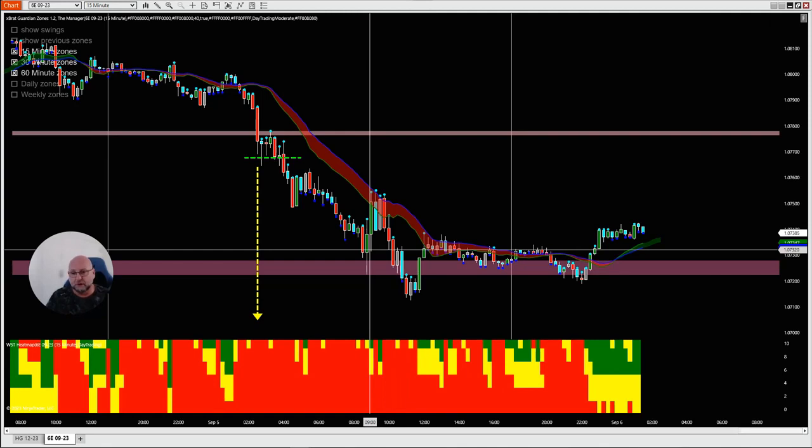So combination of those Guardian zones, support and resistance zones, the bias depth heat map, and the manager.